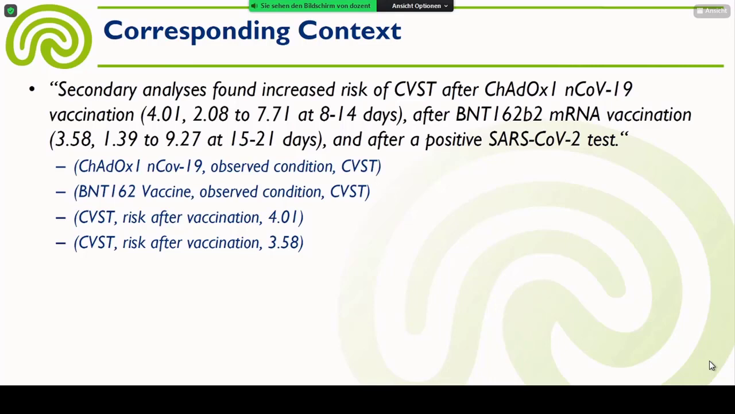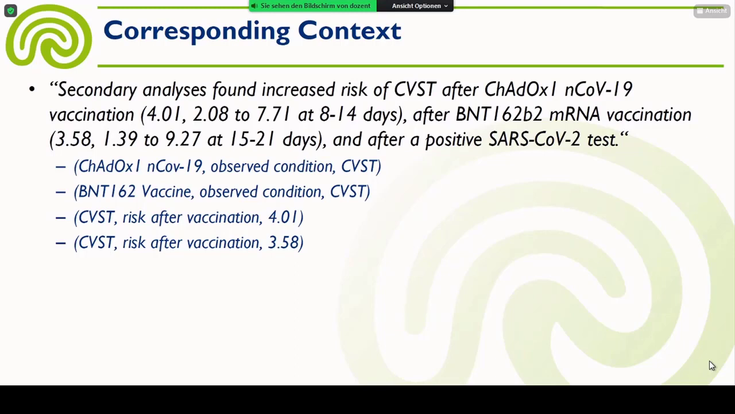Another also simple problem are the corresponding contexts. So if we have such a statement like, okay, patients were vaccinated with BioNTech and with AstraZeneca, and we observed CVST for both vaccinations. And we see one risk for the one and one risk for the other vaccination. If we break it down to a triple-like structure, like done in knowledge bases, we may lose the connection which statements belong together. So which risk factor belongs to which vaccination?